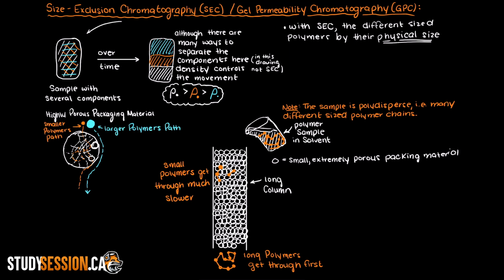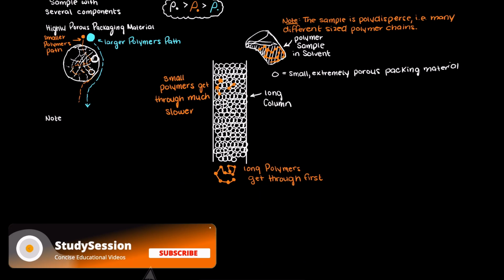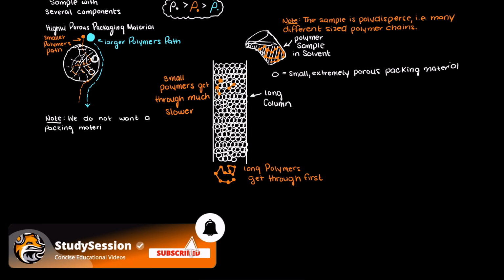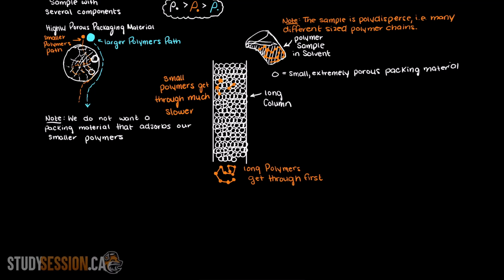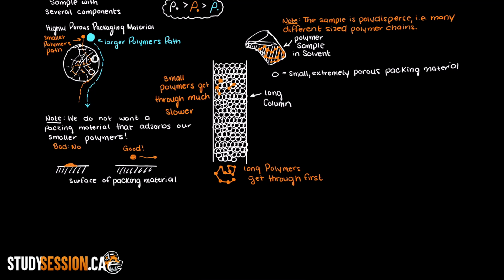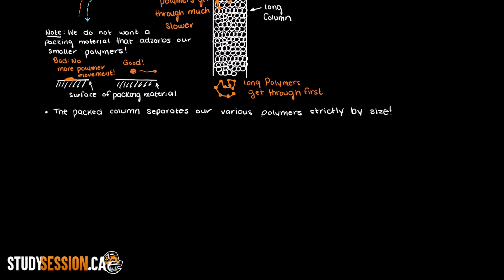It is also important to acknowledge that we do not want a packing material that will adsorb our smaller polymers. If there was a chemical interaction between the smaller polymers and the surface of our packing material, the smaller polymers would just get stuck and never actually make their way through the column, which would not be ideal. So, our packed column here is separating our polymers strictly by their size, hence the name size exclusion chromatography.